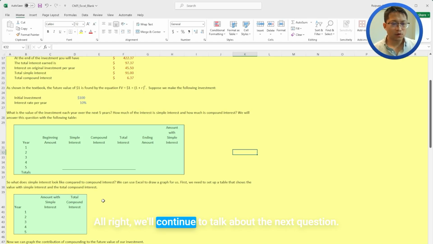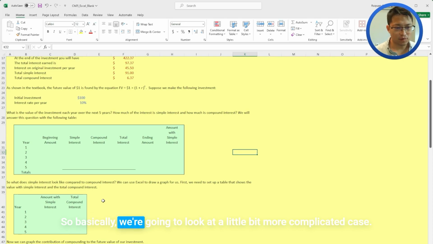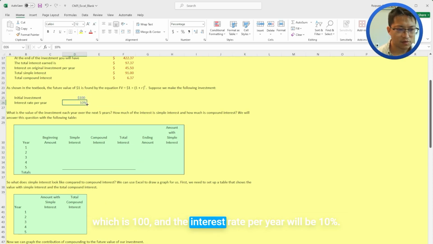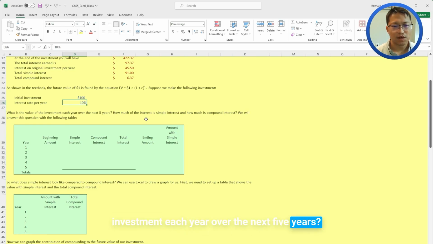All right, we'll continue to talk about the next question. So basically, we're gonna look at a little bit more complicated case. In this question, we have the initial investment, which is $100, and the interest rate per year will be 10%. The question is, what is the value of the investment each year over the next 5 years? And how much is the simple interest and how much is the compound interest?